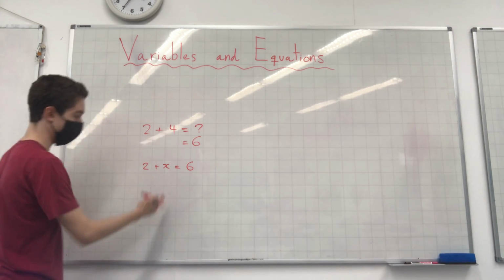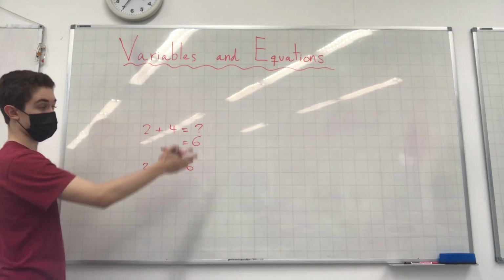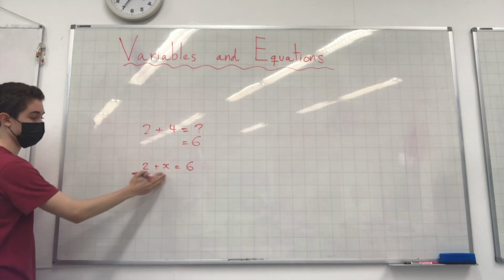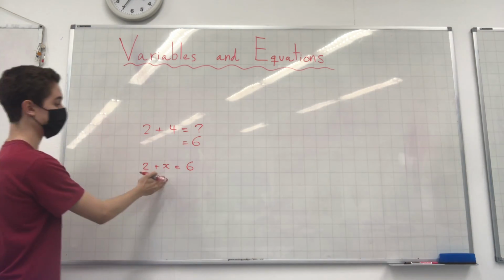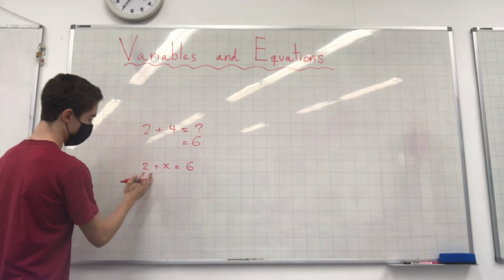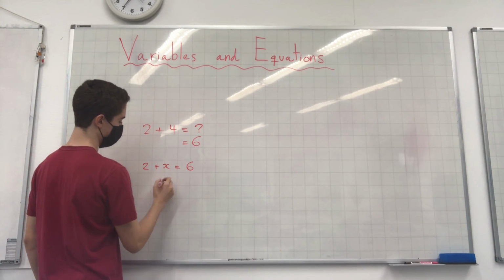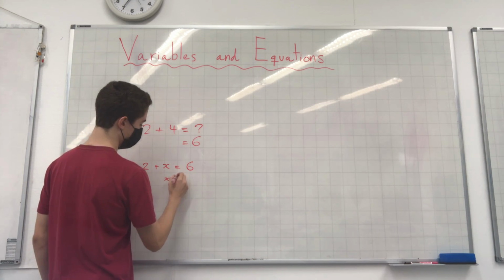And in this problem, we can actually find what x is, right? This is what equations are. You want to find what your unknown value is, right? What your x is. And in this case, you can look at 2 plus what is 6? 2 plus 4 will be 6. So you know that your x equals 4, right?